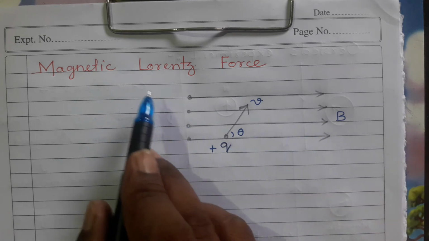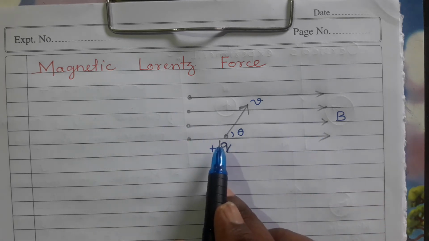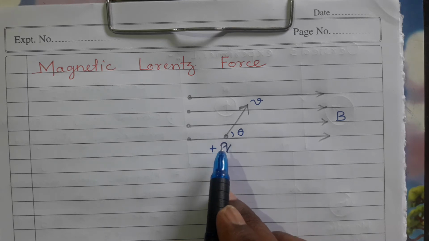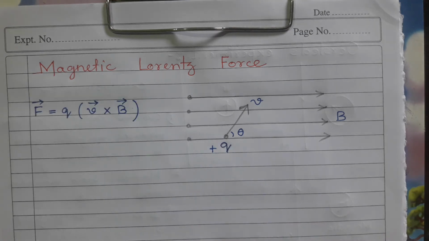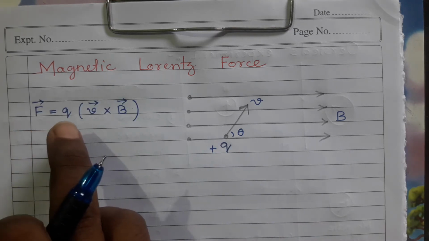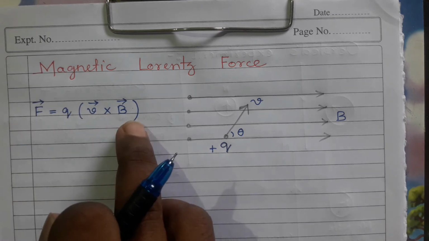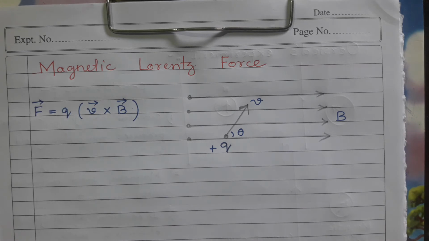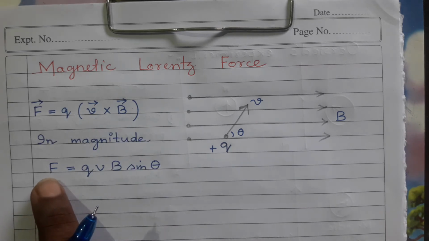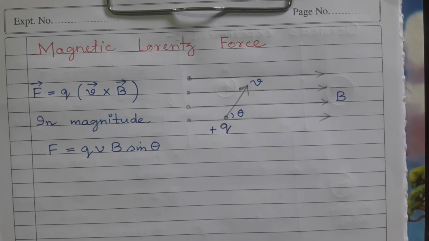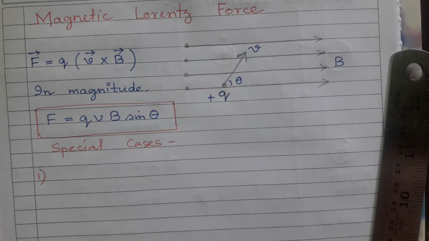Then according to Lorentz, this charge will experience a force. And what is the force? Force is given by F equals Q times V cross B. It is in vector form, and in magnitude F equals QVB sin theta. This is the magnetic Lorentz force. Now we discuss the special cases.